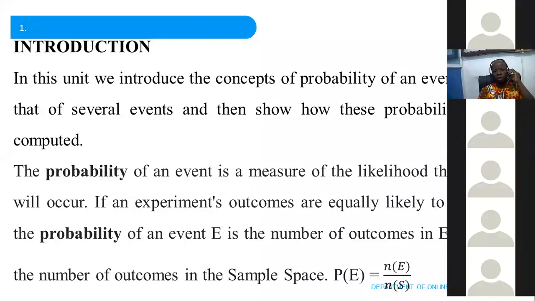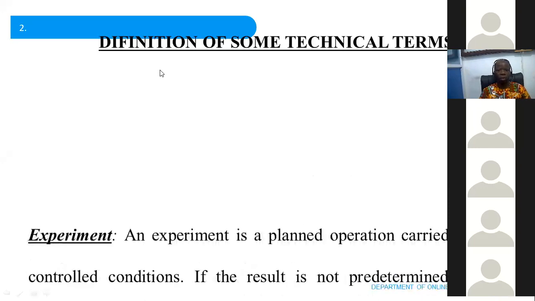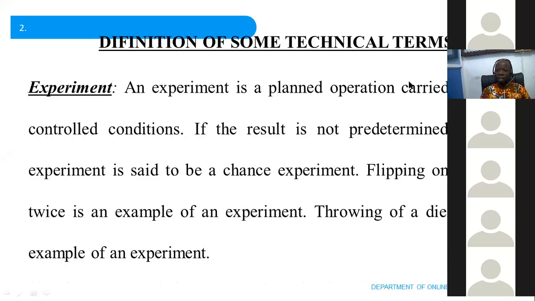All right. So let's move to the next slide. Definition of some technical terms. We need to know the meaning of each term so that when they mention this in a statement, you will understand what information is required of you. We pick the terms one after the other, and the first one we shall be considering there is experiment.